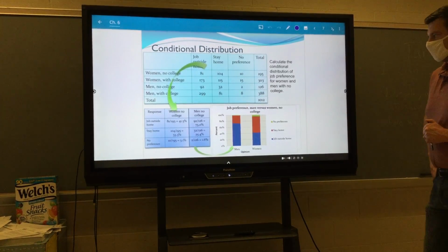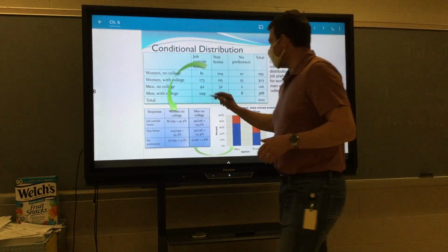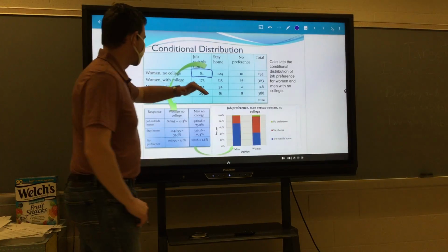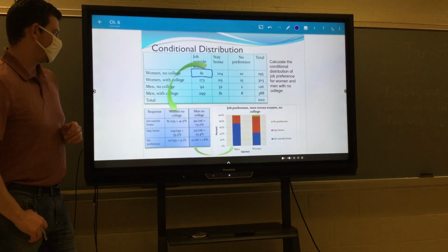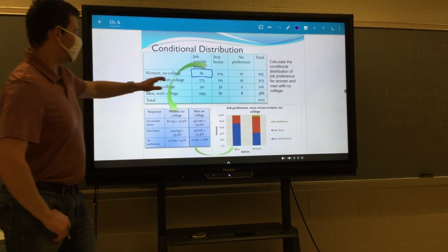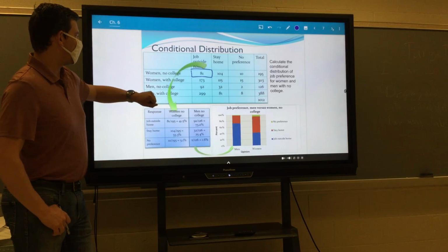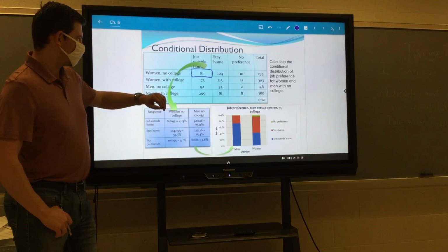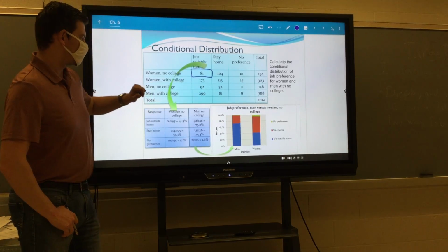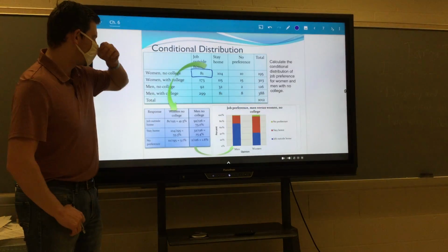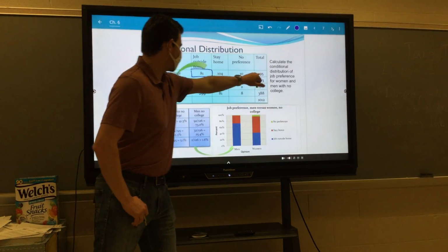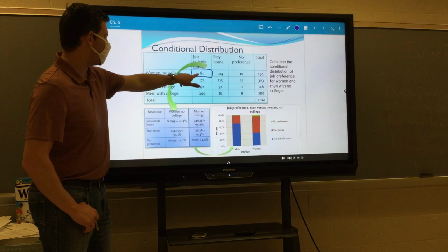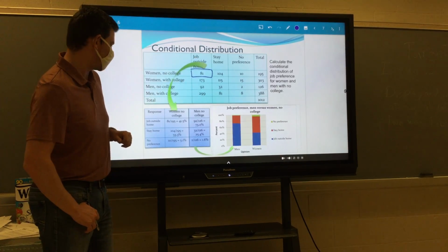Again, with our example, if we are looking at these women right here, women with no college who have a job outside the home, of those women with no college, how many of them have a job outside the home? Well, we are now looking at a condition. Rather than just people in this sample, we're looking at just the row total, the women with no college, 195 of them. Of those 195, 81 of them had a job outside the home.